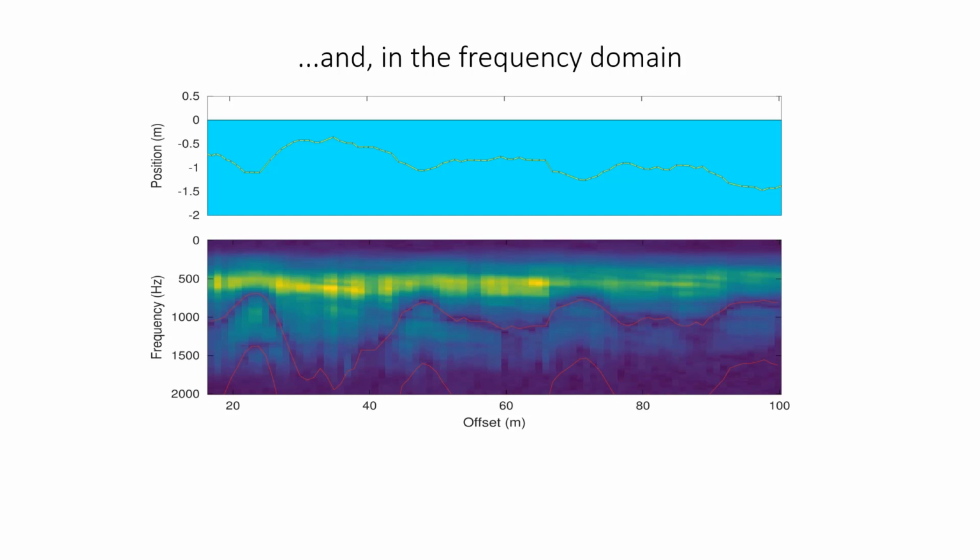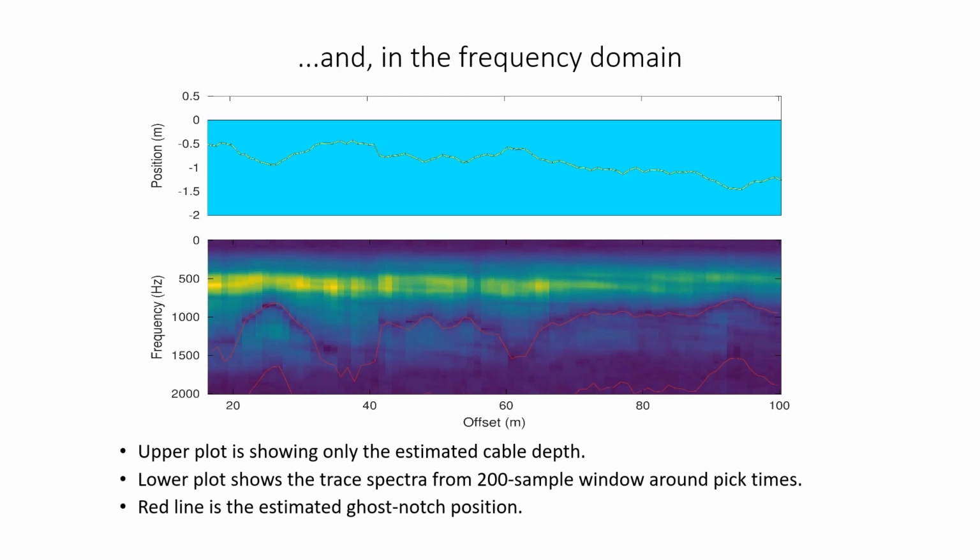So let's have a look at the same data, but this time in the frequency domain. This is our estimate for the depth of the streamer below the water surface. In this case, the water surface has been flattened out. Below is the frequency spectra for each channel, from 0 to 200 hertz and up to, I think it's meant to be 96 channels, but it says 100.